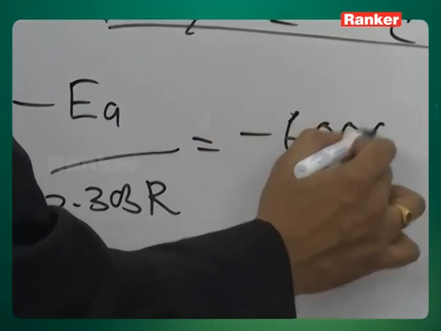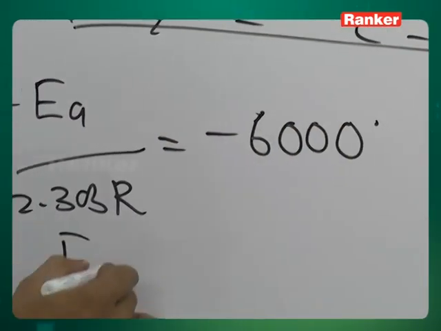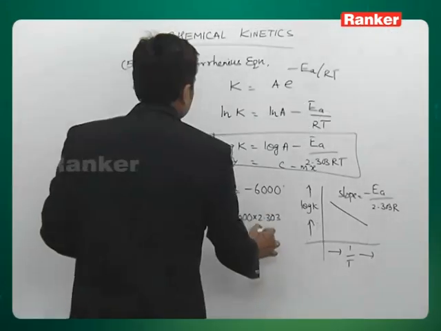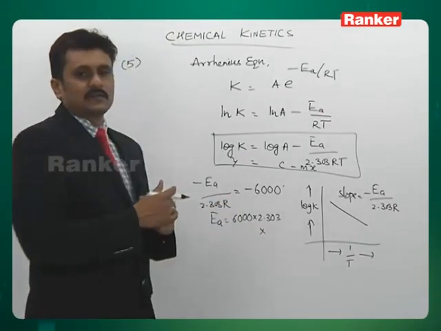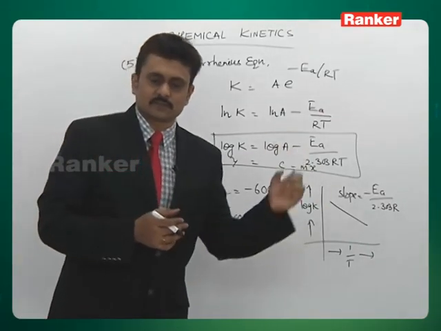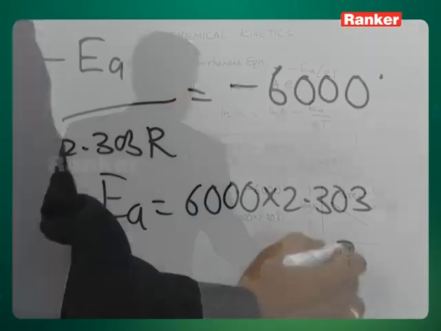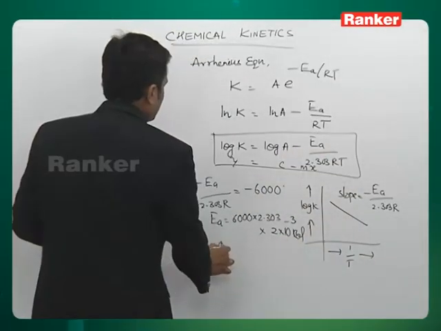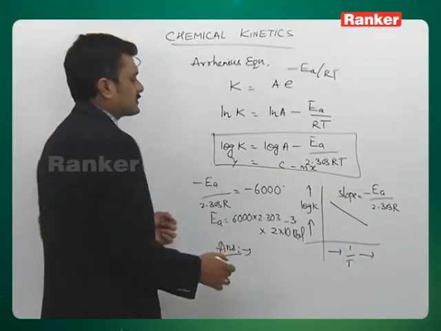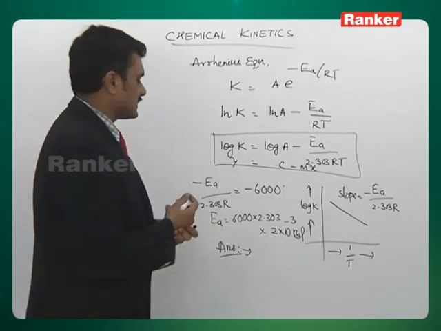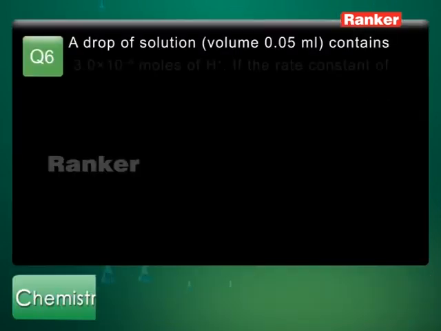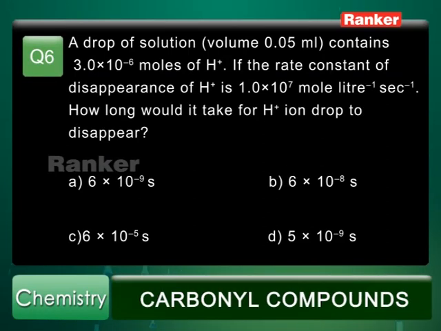When I substitute here, the EA can be obtained. Now depending upon the units of R, you are going to get the value of EA. If I wish to calculate this in kilocalorie, I will be substituting the R as 2 into 10 power minus 3, and the answer for this question after such substitution is B, that is 27.6 kilocalorie.